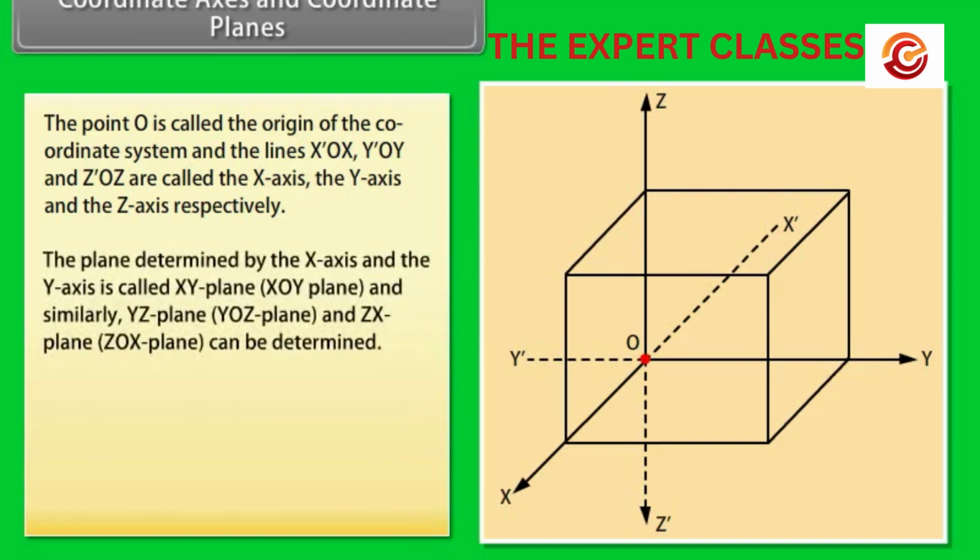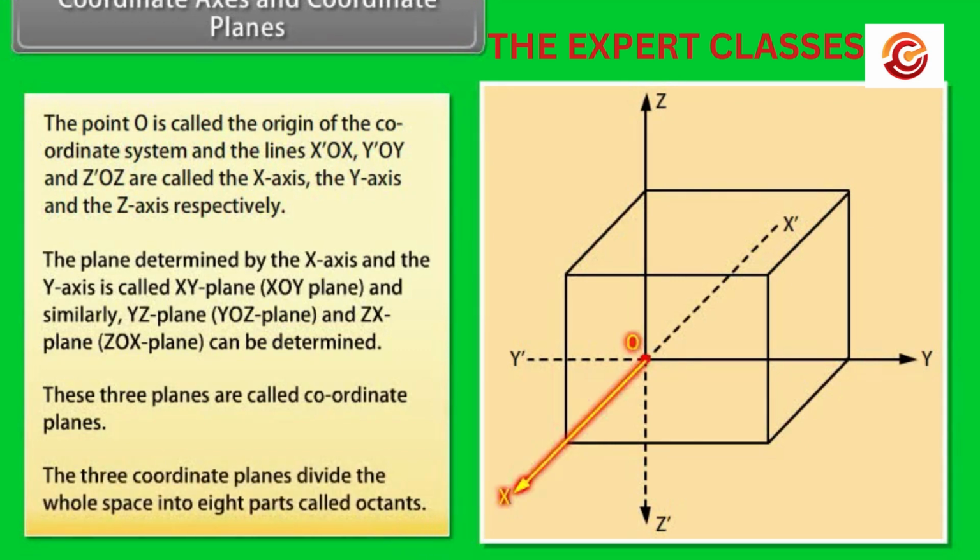The plane determined by the x-axis and the y-axis is called xy plane, that is, xoy plane, and similarly yz plane, that is, yoz plane, and zx plane, that is, zox plane can be determined. These three planes are called coordinate planes. The three coordinate planes divide the whole space into 8 parts called octants.